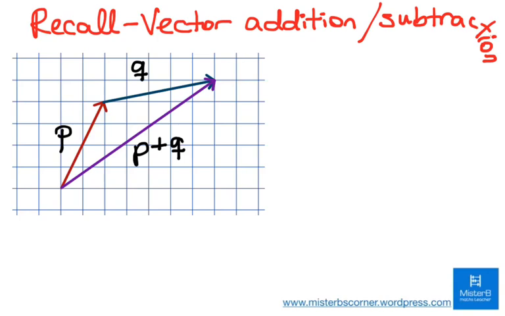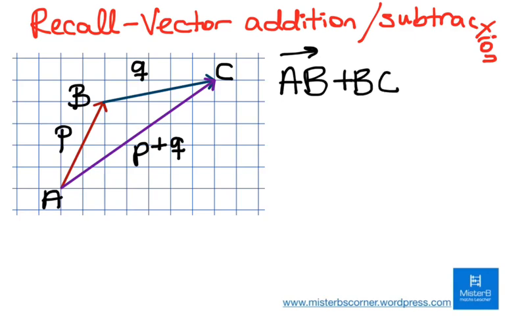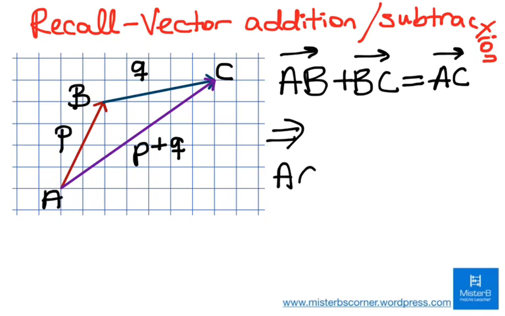Another way of expressing these vectors is if we have these points A, B and C. We discussed that in the first video. Then I could express this as AB plus BC is AC, the vectors I mean. So if we reverse this, this also means that AC is AB plus BC.